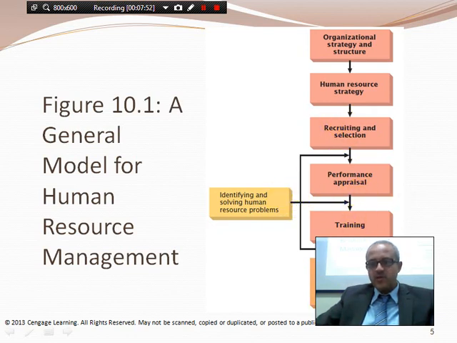And then during those 3 steps, we have to identify and solve any human resource problems. So there will always be problems with human resources. Some people have an attitude problem, how to fix them. Some people, training is not working with them. You need to solve the problem. Any questions on the general model for human resource management? Okay.